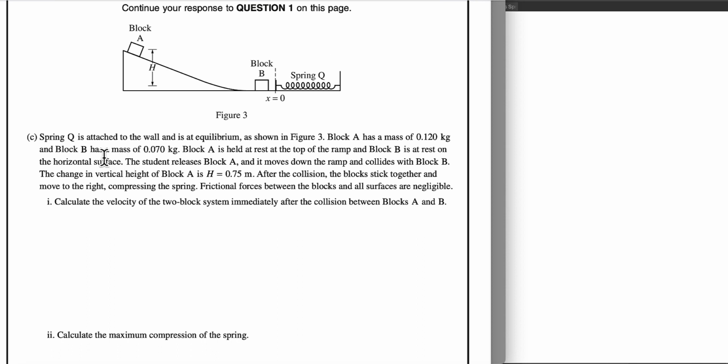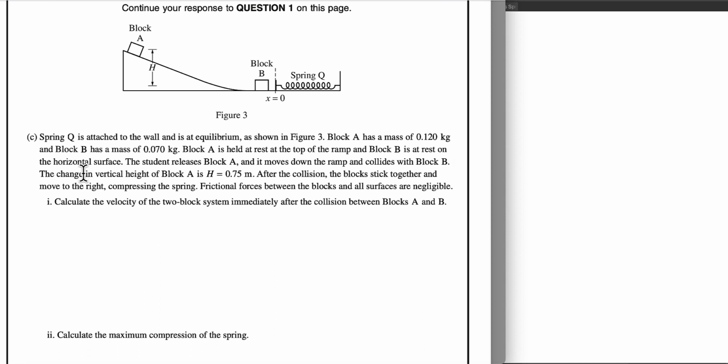All right, let's look at question C. Spring Q is attached to the wall and is at equilibrium. So that's spring Q. Now block A has a mass of 0.12 kilograms. So that's block A sliding down. And block B has mass 0.07 kilogram. Block A is held at rest at the top of the ramp, and block B is at rest on a horizontal surface. The student releases block A and it moves down the ramp and collides with block B.